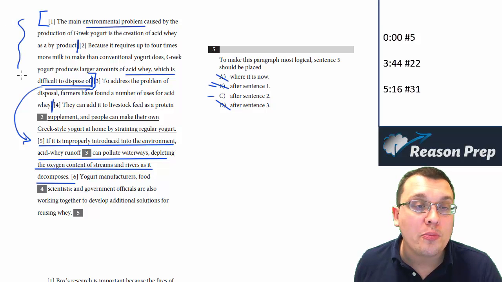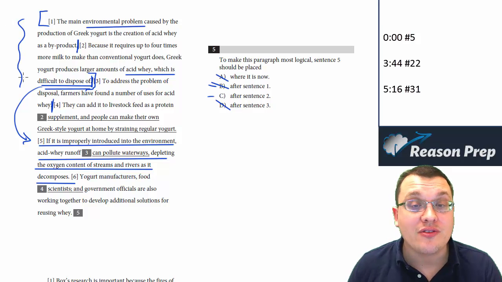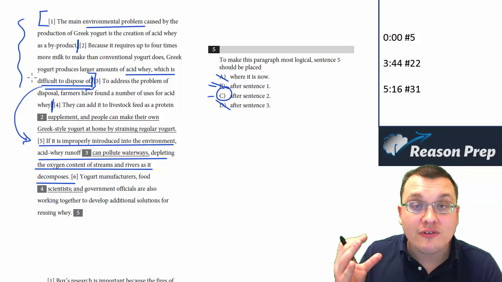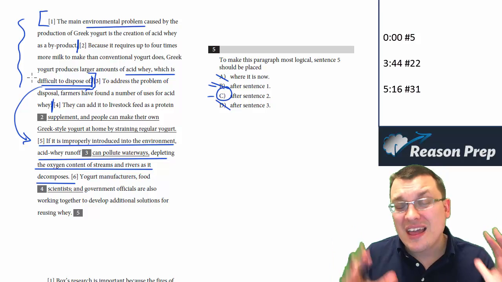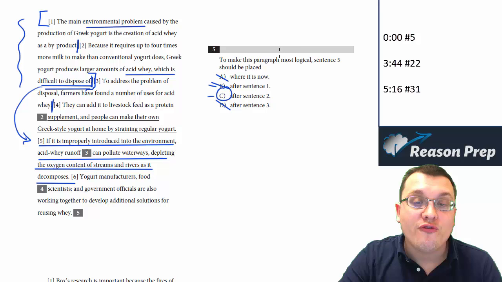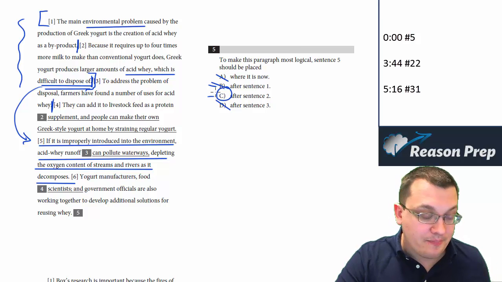Since the opening part of this paragraph talks about the environmental problems, we're going to want to move this closer to that portion of the paragraph. It's more consistent and logical, and it keeps the main ideas and arguments together in a smooth fashion. So for this reason, we're going to go with choice C.